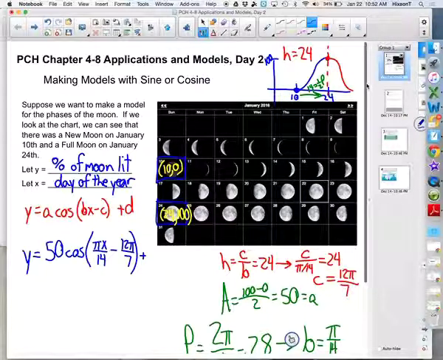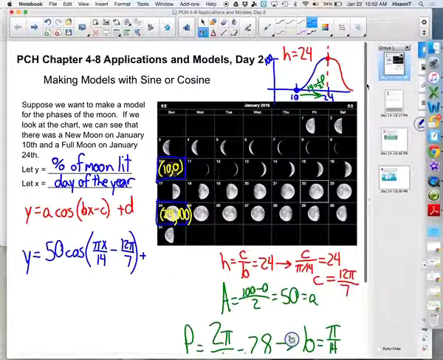D is fixed. D's our vertical shift, right? So how do we find D? Is it just the... That's a standard. It's not 100, it's 50. Is it just 0 because it didn't translate?